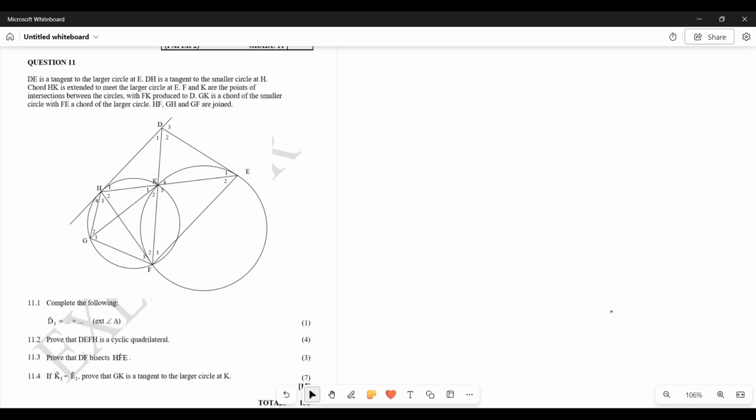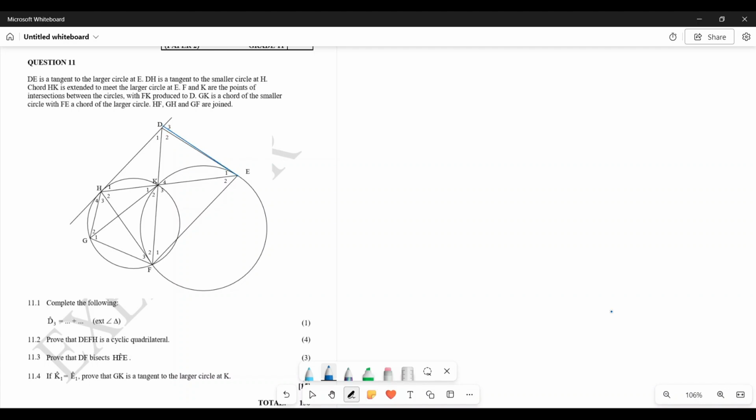So in this video, we're going to be doing the last question from the 2023 November question paper, and we are still on Euclidean geometry. To be specific, we're going to be doing question 11. Question 11 is saying that DE is a tangent to the largest circle. Now, let me highlight my DE line. DE is the tangent to the largest circle, right?